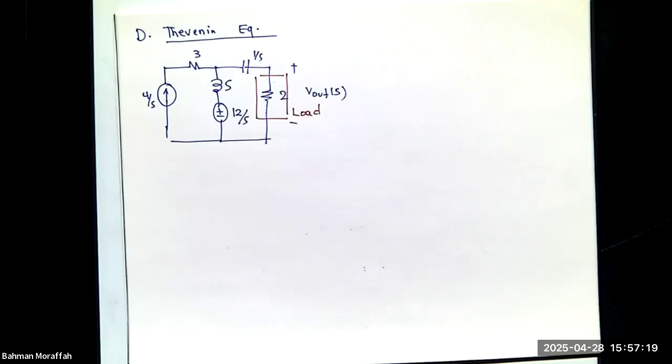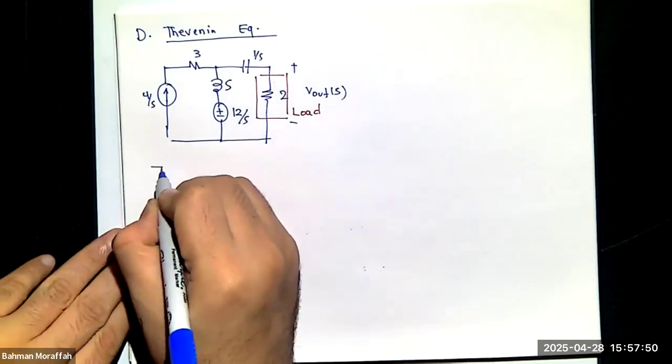Luckily, this is a very simple circuit. I don't have any dependent source. I could have, but I don't. Right? So what is my R Thevenin? How do I find R Thevenin? I have to zero out the sources. Right? So to zero out the source, if I have a current source, that becomes open. If I have a voltage source, that becomes short circuit. So let's find Z Thevenin.